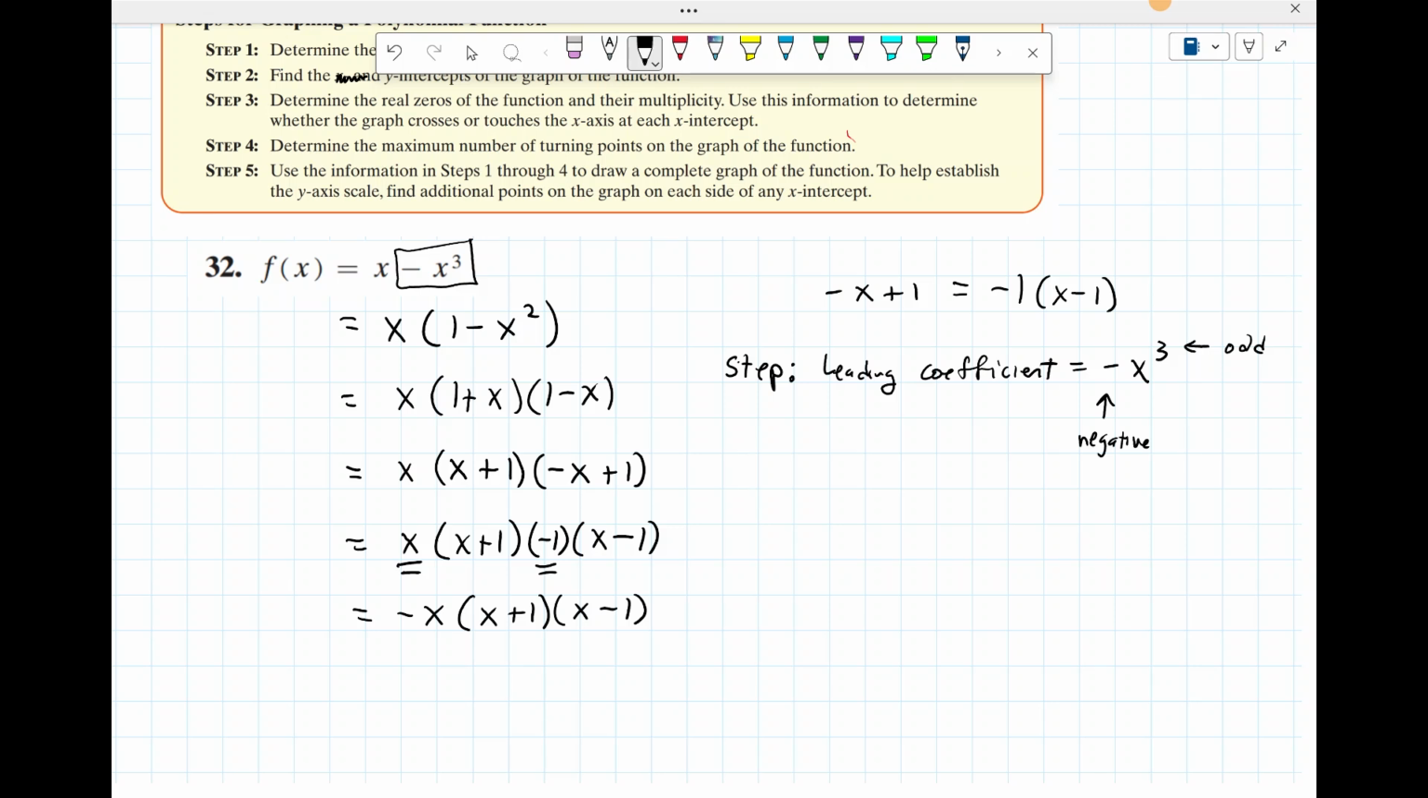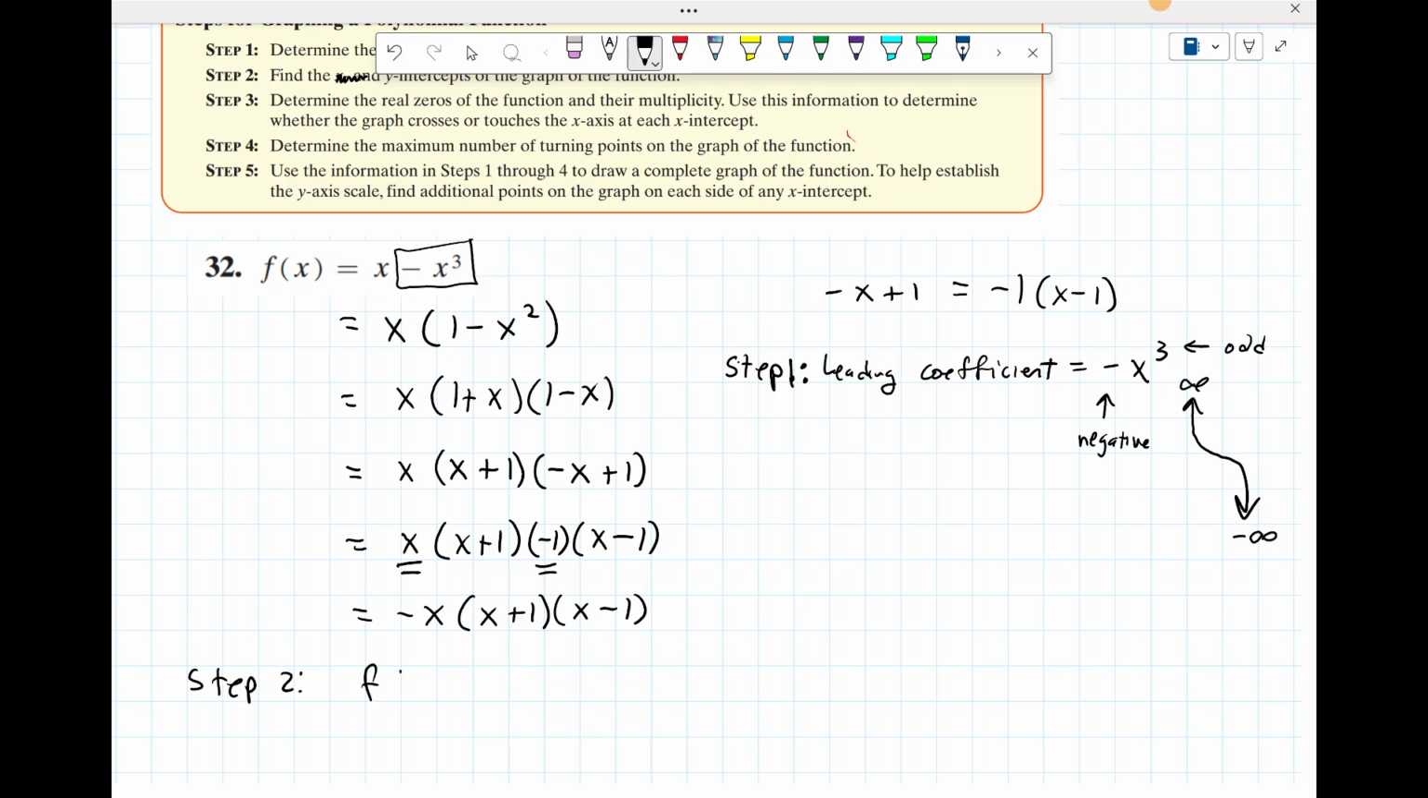And so what does negative x to the third look like? It looks like this. On the left, it goes to positive infinity. On the right, it goes to negative infinity. So there is my end behavior. And I forgot to put step 1, so I'll put that in now. All right, let's do step 2 maybe down here.